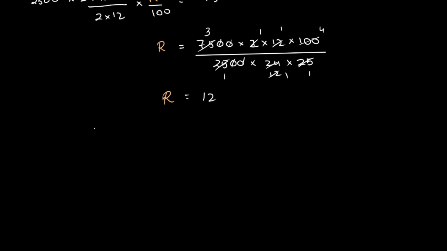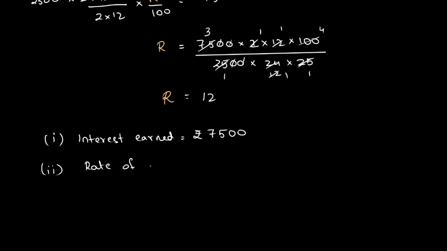Right. So I found the two things that we need to find. Let's write our final answer. The first part was the interest earned. So the interest earned is rupees 7,500, and the rate of interest is 12% per annum. This here is our final answer.